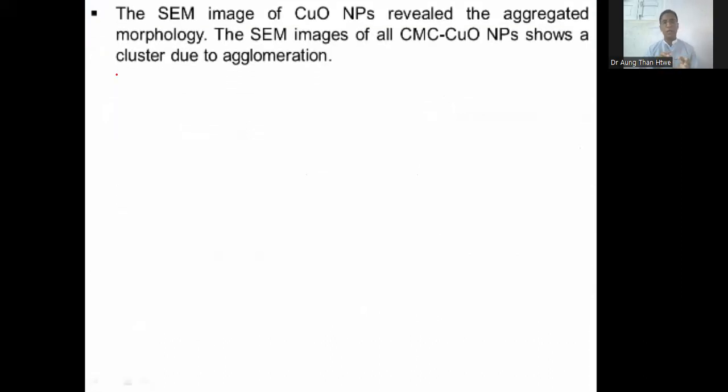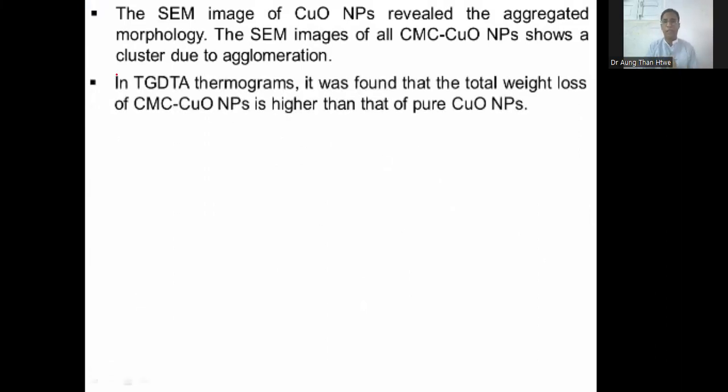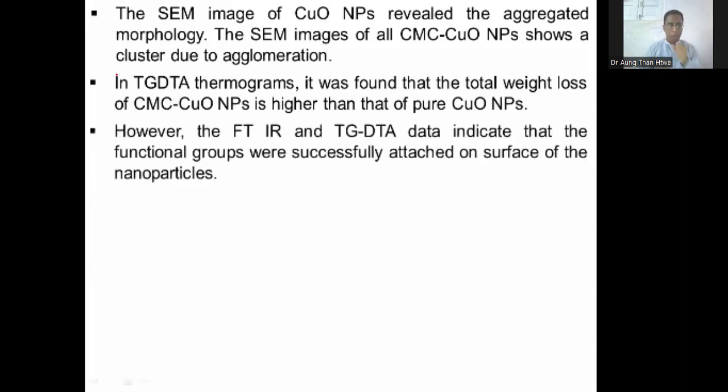The SEM image of CuO nanoparticle revealed an aggregate morphology. The SEM image of CMC-CuO nanoparticle showed a pressure to do the agglomeration. In the TGA thermogram, it was found that the weight loss of CMC-CuO nanoparticle is higher than that of pure CuO nanoparticle. However, the FTIR and TGA data indicate that the functional group was successfully added on the surface of the nanoparticle.